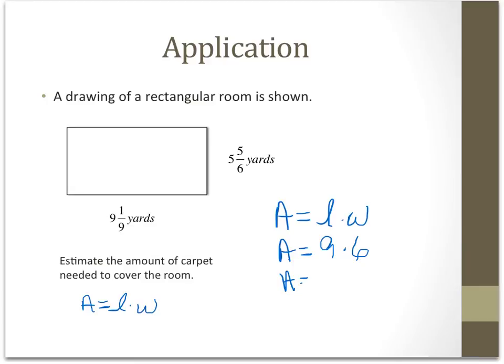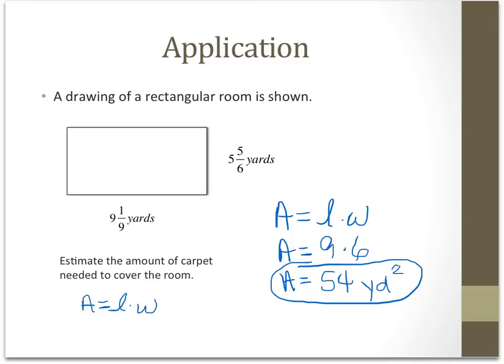So then here, 9 times 6 is about 54. So a very good estimate for how much carpet I would need would be 54 yards, and then we would use the appropriate area label, yards squared. And that would be more than enough carpet, so I wouldn't have to be worrying about being short on carpet. I'd have a little bit extra. So that's why this becomes a good estimate for the problem that we're dealing with.